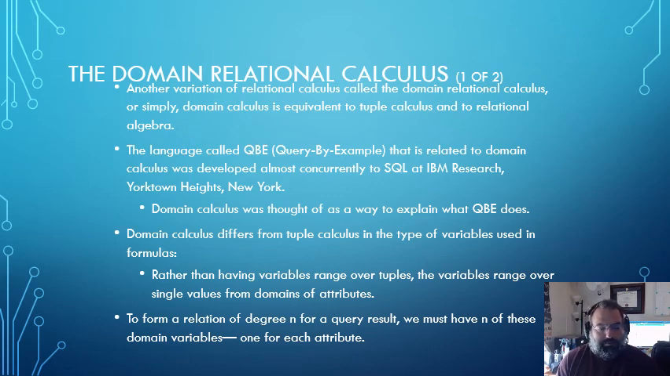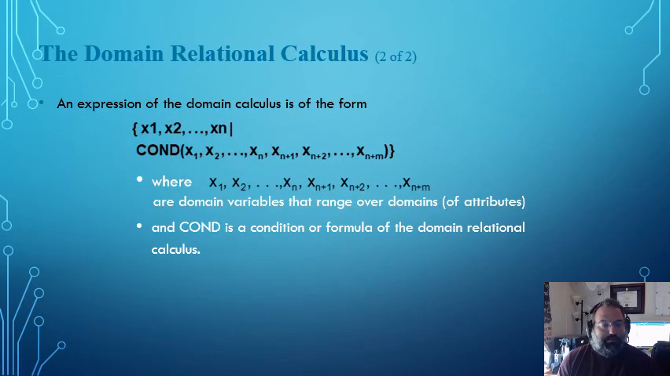Domain calculus differs from tuple calculus in the type of variables used in formulas. Rather than having variables range over tuples, the variables range over single values from domains of attributes. To form a relation of degree n for a query result, we must have n of those domain variables, one for each attribute. An expression of the domain calculus is of the form {x1, x2, ..., xn | COND(x1, x2, ..., xn+m)}, where x1 through xn+m are domain variables that range over domains of attributes. COND is a condition or formula of the domain relational calculus.